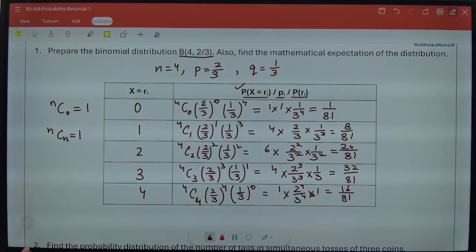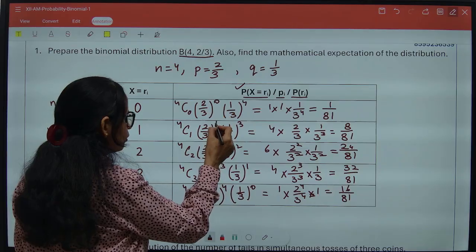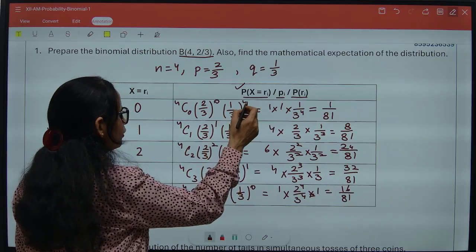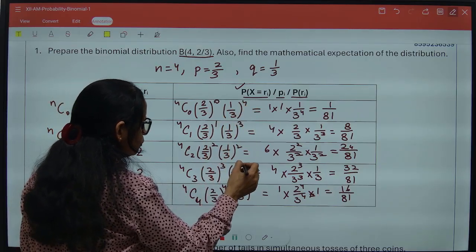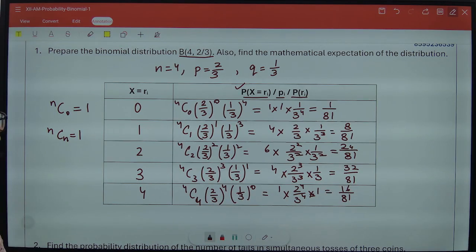Right? Now as you can see, the exponent for P is increasing from 0, 1, 2, 3 till 4, and for Q it is decreasing from 4, 3, 2, 1 and 0. So take care of the exponents of P and Q while you are doing questions related to this.